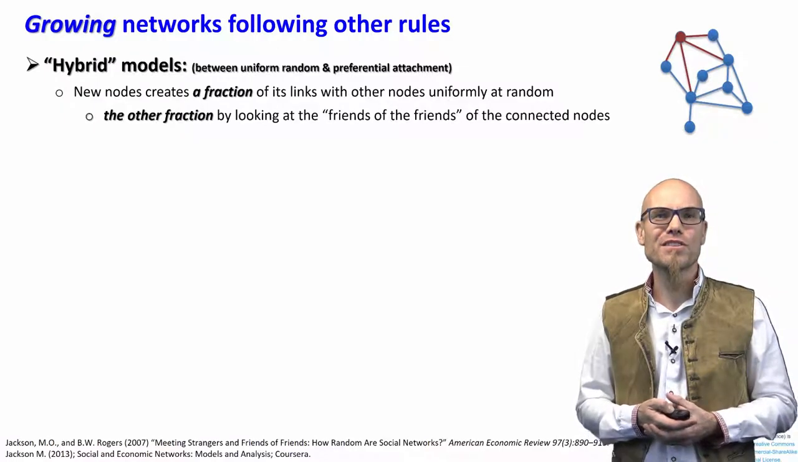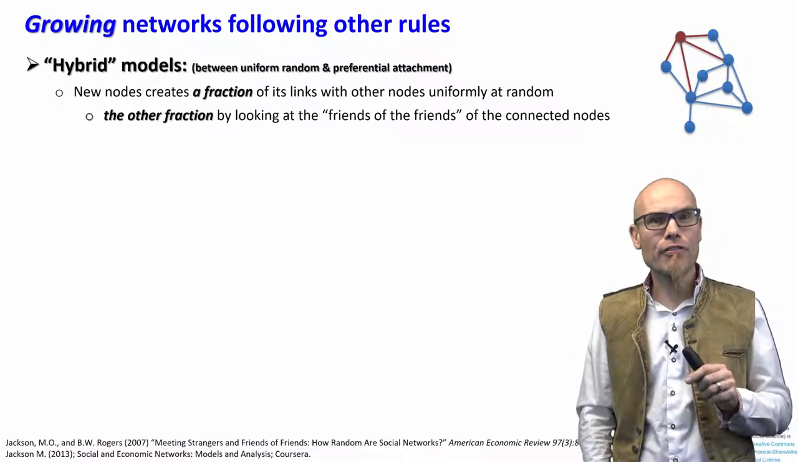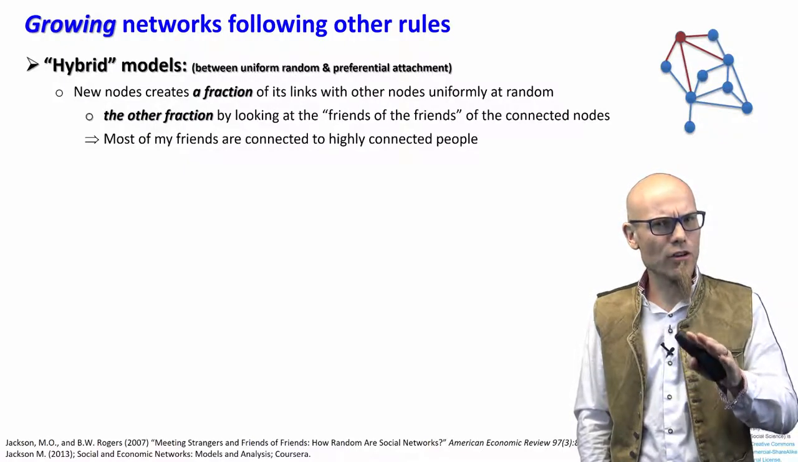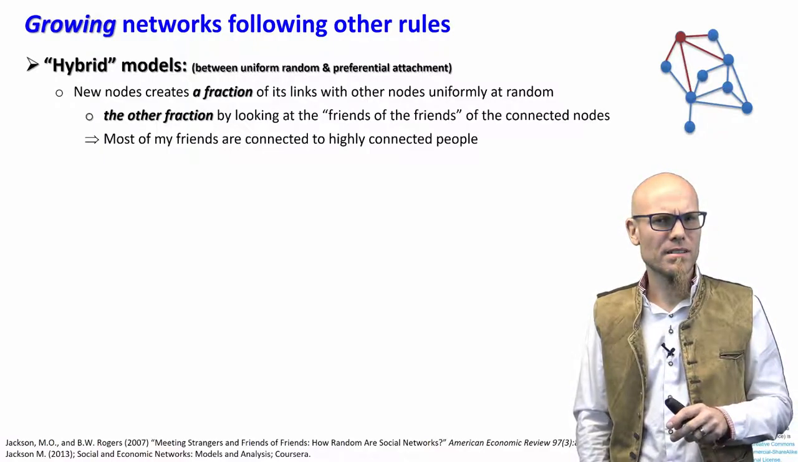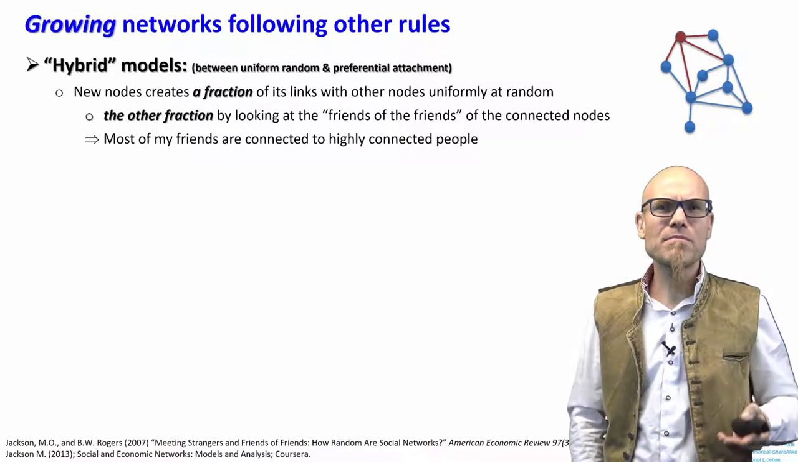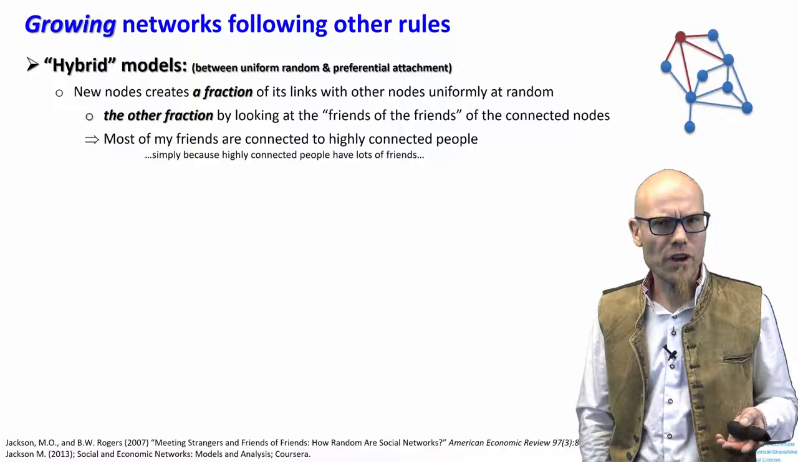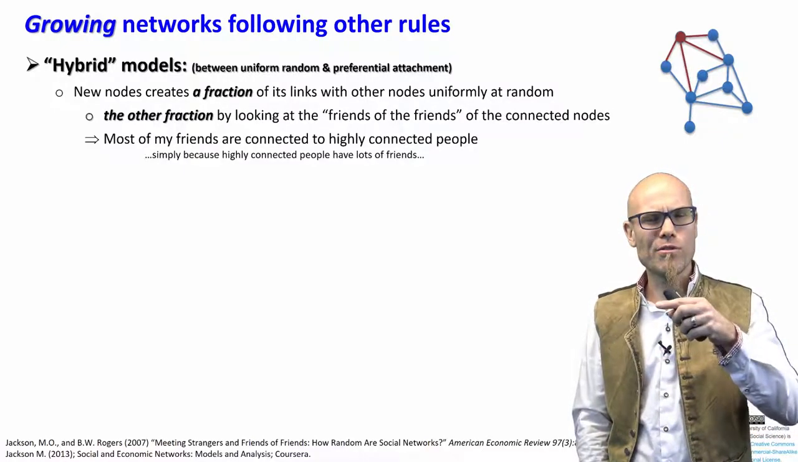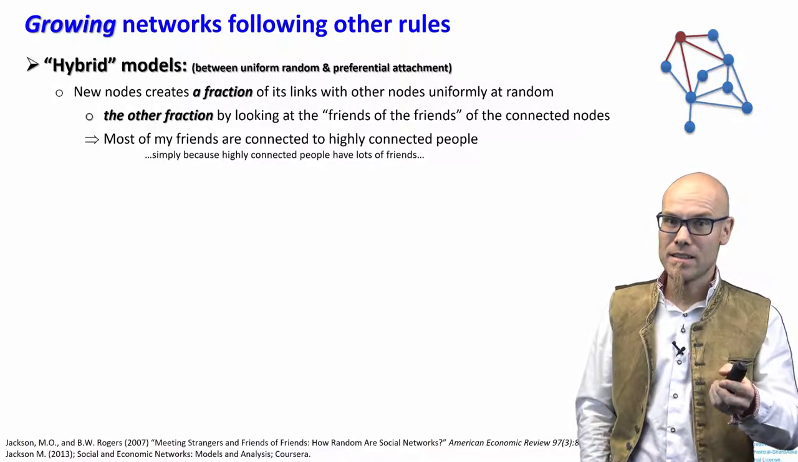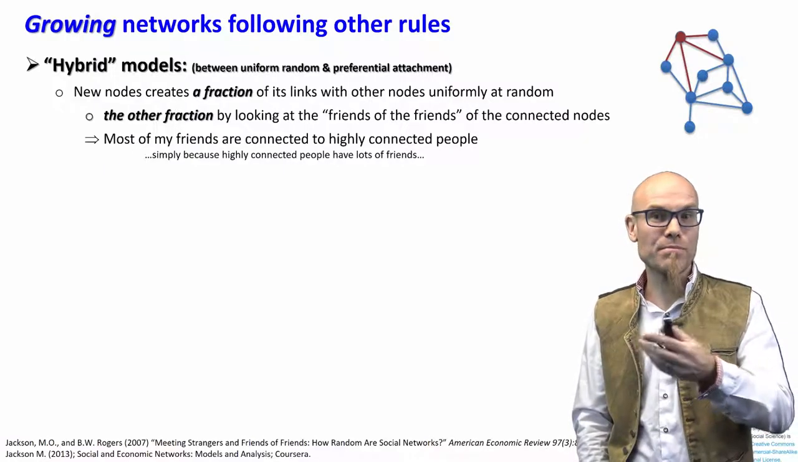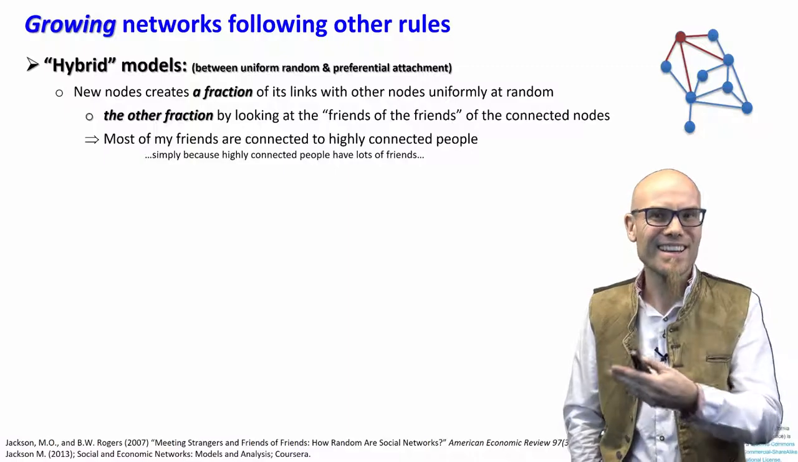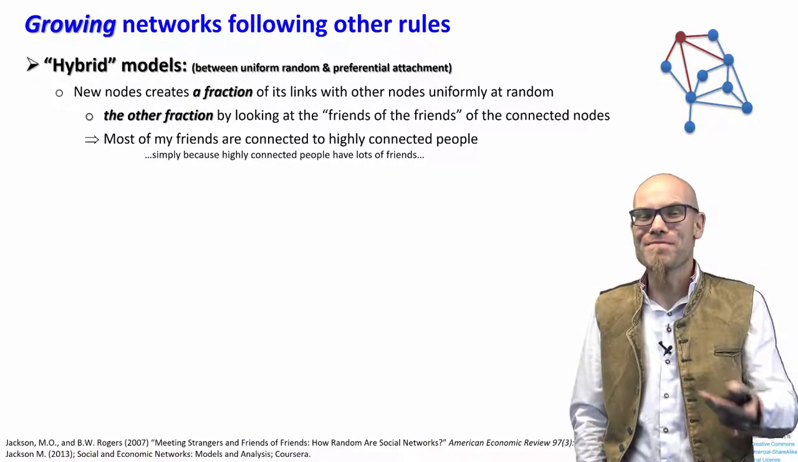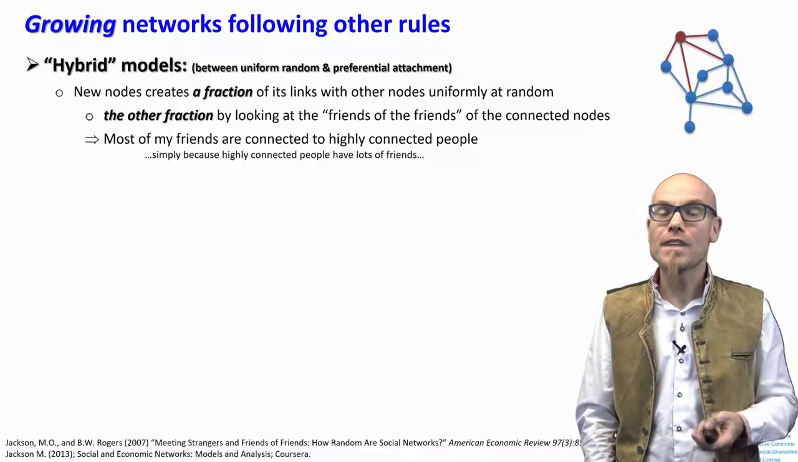You walk your way through this network and get to know other people. Now, interestingly enough, most of my friends are connected to highly connected people. It means if you randomly meet somebody, it's very likely that they are connected to highly connected people. Why is that? Well, that's simply because highly connected people have lots of friends. That's why they are highly connected, right? So you can turn it the other way around. People who are highly connected are highly connected because they have a lot of friends, which makes it very likely that your friend is connected to a highly connected person because this person has a lot of friends. That's why it's very likely to be connected to your friend, right? As it's very likely to be connected to many others because it is highly connected. Right, so if you look at it from the other side, it becomes evident why that is. Now, the second part is preferential attachment.